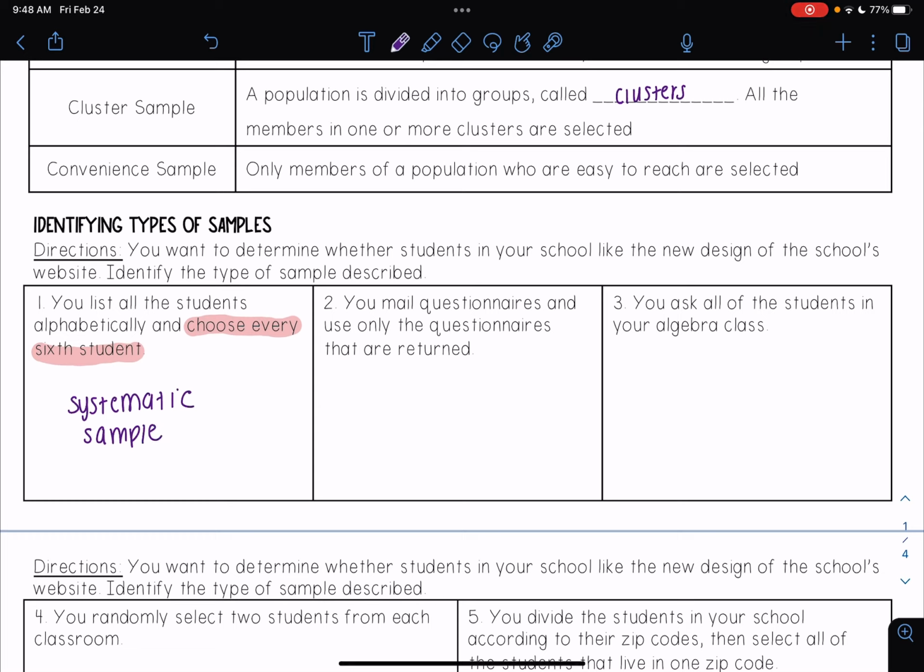Number 2, you mail questionnaires and use only the questionnaires that are returned. So here we see the students are being mailed these, and the students can choose whether to respond. So since they can choose whether to respond, this is a self-selected sample. The students are volunteering to complete the questionnaire. Number 3, you ask all of the students in your algebra class. So this one is going to be a convenient sample because you are asking students that are readily available to you. They're in the same class as you.